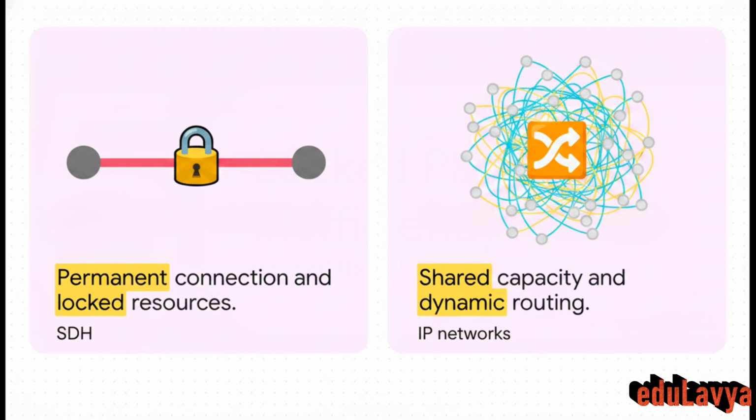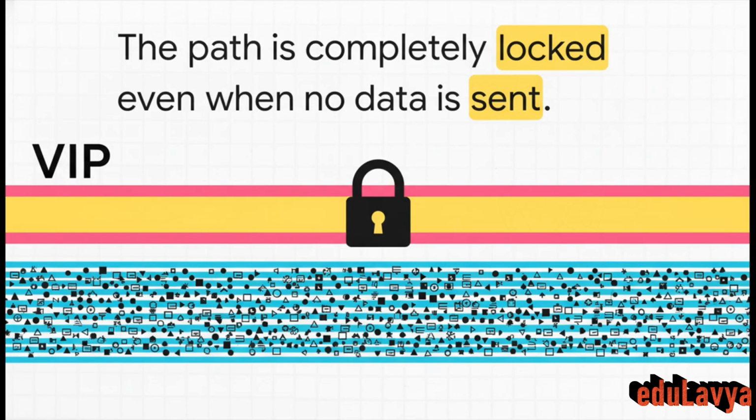IP networks are honestly brilliant at sharing space. If one application isn't transmitting, another application just instantly borrows that bandwidth. However, IP only promises best effort delivery. There is no absolute guarantee that those packets will arrive in order or exactly on time. SDH, on the other hand, stubbornly holds onto its resources no matter what. And that leads directly to its fundamental flaw.